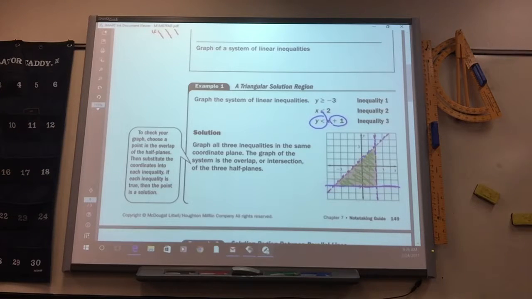Then they throw in y is greater than or equal to 0. That's going to cut through the y-axis at 0, so that means it's got to be this line. And greater than or equal to is shaded above. So the part that's shaded by both is this part, right?